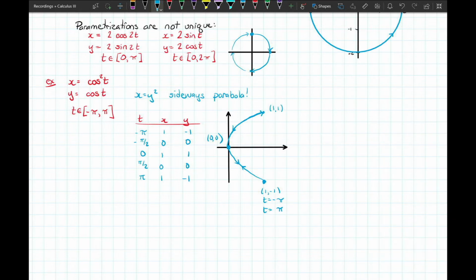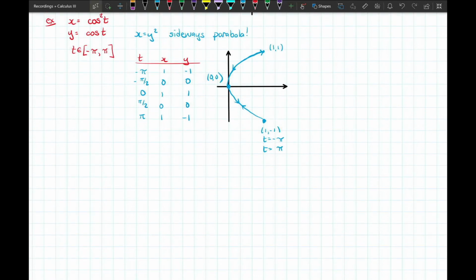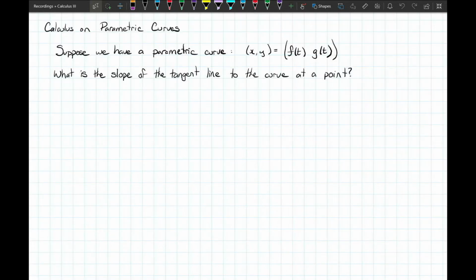Now, the first thing we want to do when we come up with a brand new graph system like this, a brand new way of plotting something, is we probably want to take a look at doing calculus on these curves. For instance, what does a derivative mean? What is a tangent line? Let's take a look at that. Let's start off with a parametric curve. So x and y are both functions of t. We could write that as f of t, comma, g of t. What would be the slope of the tangent line to a curve like that at any given point?